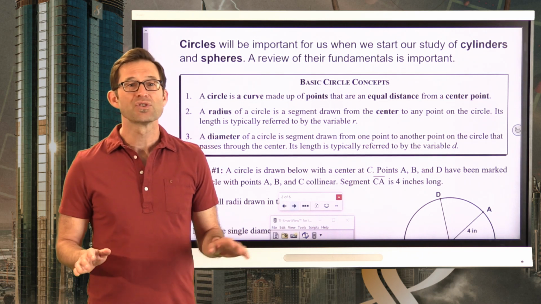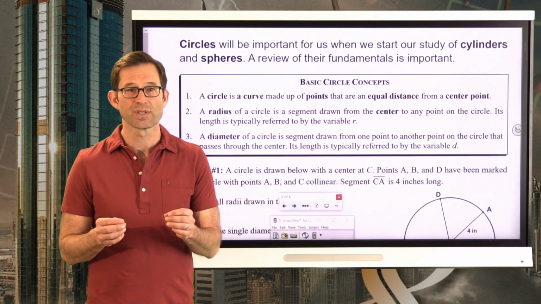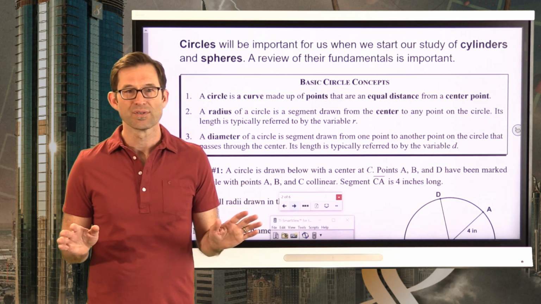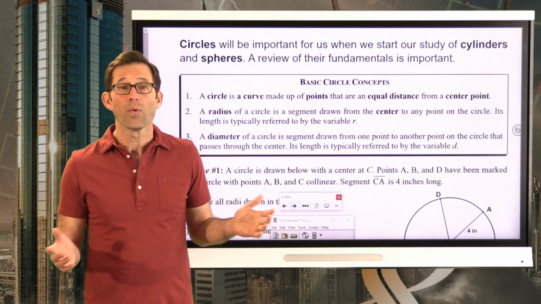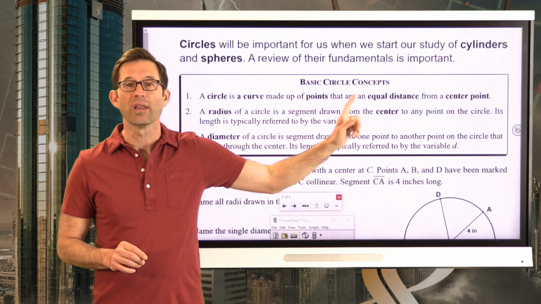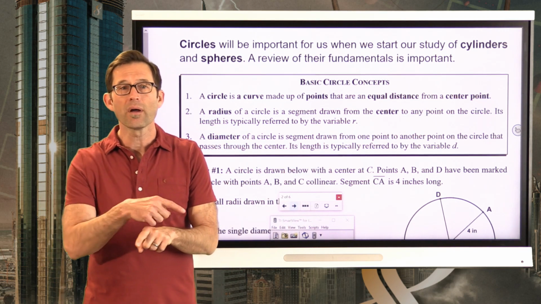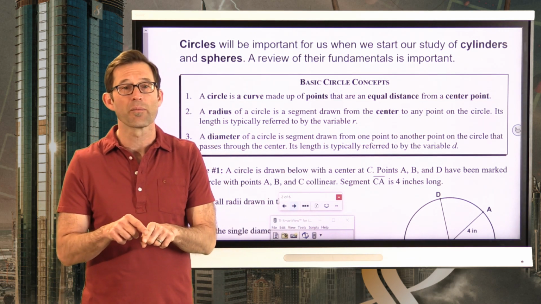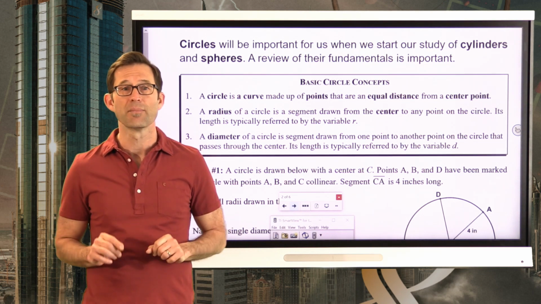All right. Now, circles will be important when we start to study things like cylinders and spheres. Let's review some fundamentals. So, basic circle ideas. Number one, the most important: what is a circle? A circle is a curve made up of points that are an equal distance from a center point. So every point on the circle is the same distance from the center as every other point on the circle. That's concept number one.